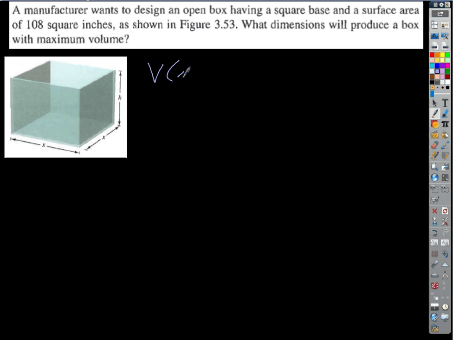Okay. So we can come up with a volume equation. Volume of x and h, right? That looks a little weird, but that means a function of more than one variable is equal to x squared times h.